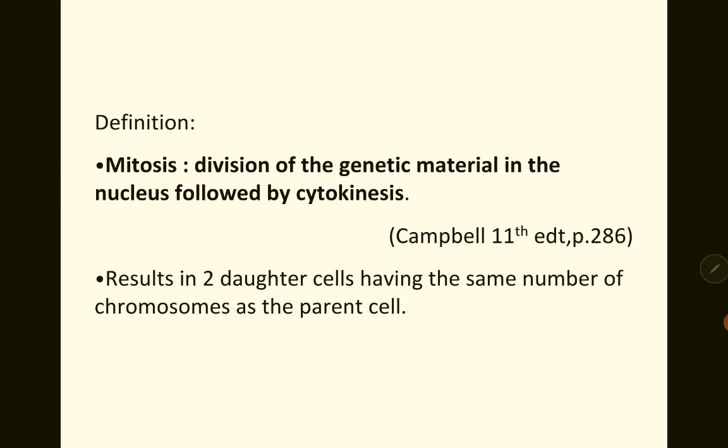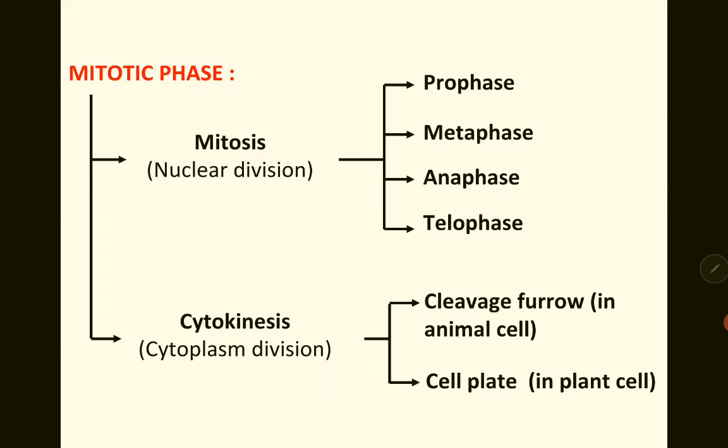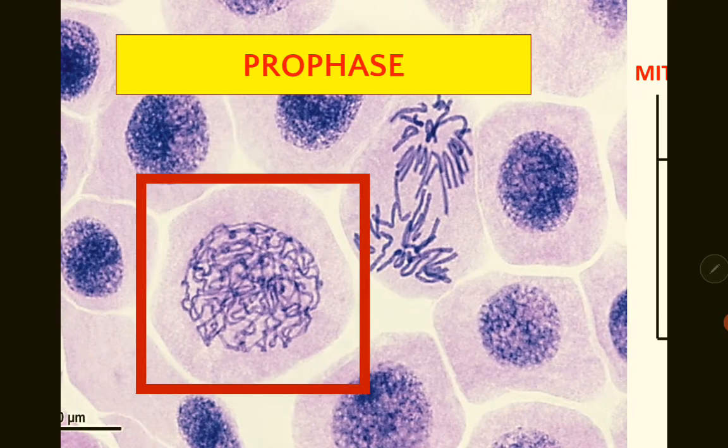The definition of mitosis is the division of the genetic material in the nucleus, followed by the process of cytokinesis. The result of mitosis is 2 daughter cells which have the same number of chromosomes as the parent cell. So mitosis has 4 stages: prophase, metaphase, anaphase, telophase, while cytokinesis can be divided into animal cell and plant cell, where the animal cell undergoes cleavage furrow, and the plant cell has formation of a cell plate.